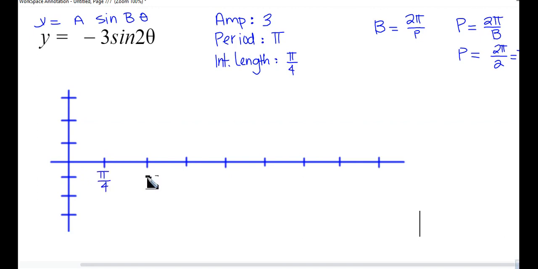So this would be 1 pi over 4, and this would be 2 pi over 4, which does reduce to pi over 2. This would be 3 pi over 4. And then I have 4 pi over 4, which does reduce to pi. And 5 pi over 4, 6 pi over 4, 7 pi over 4, and then 8 pi over 4, which is 2 pi. Now, my y is going to just count normally, 1, 2, 3, and then negative 1, negative 2, and negative 3. So now it's time to graph.